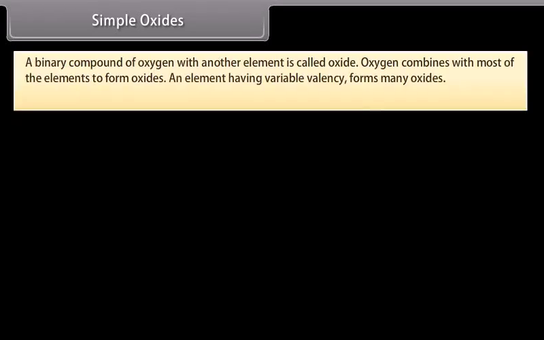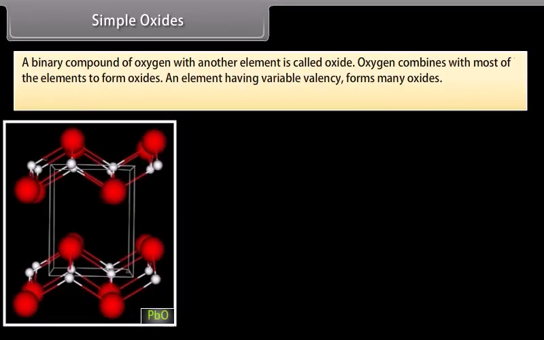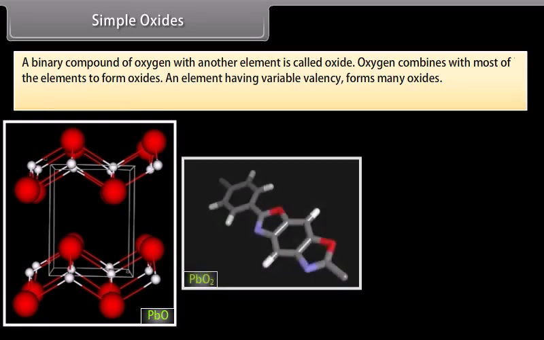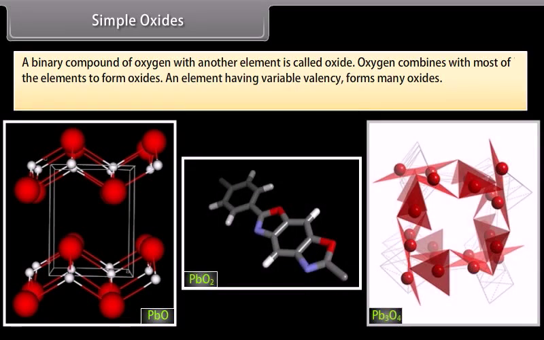Simple oxides. A binary compound of oxygen with another element is called an oxide. Oxygen combines with most of the elements to form oxides. An element having variable valency forms many oxides, for example, PbO, PbO2 and Pb3O4. On the basis of their nature, oxides can be classified as follows.